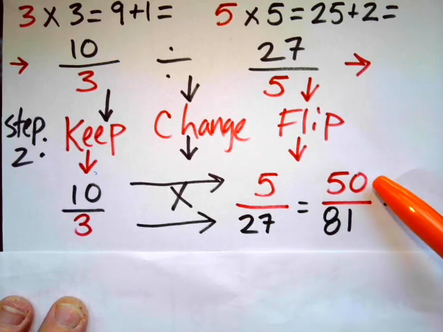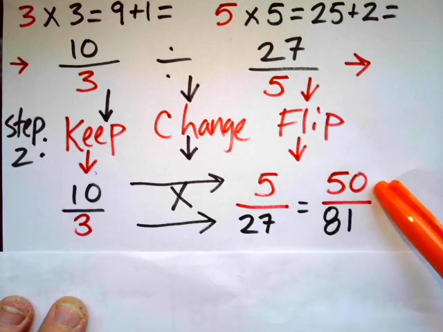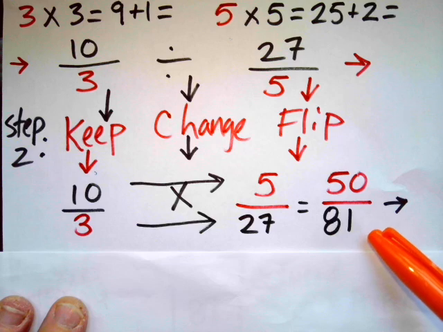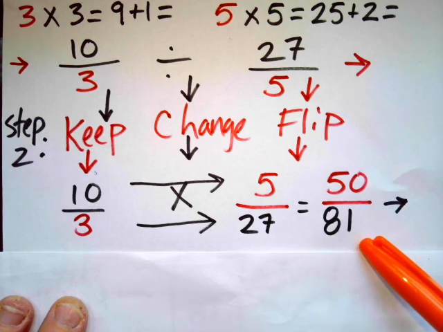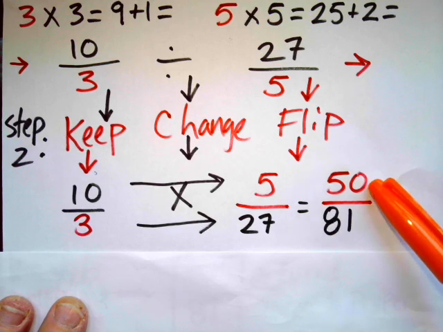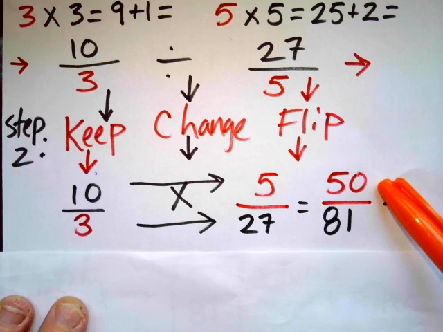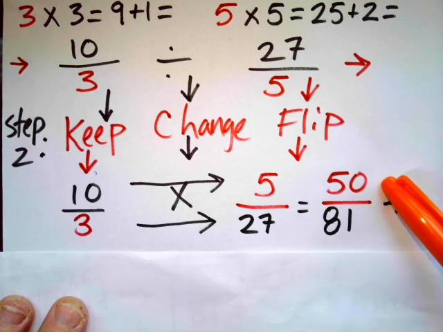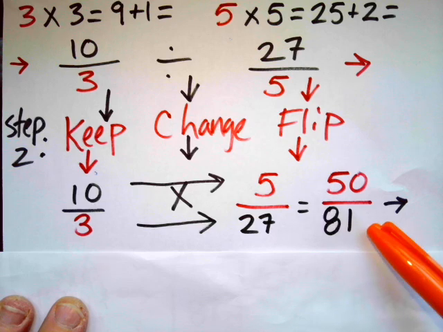Now we need to determine, can this fraction be reduced? Is there a number I can divide into top and bottom evenly, the same number, that would give me a remainder of 0? So let's see. 50 divided by 2 is 25. 81 divided by 2 leaves me a remainder, so I cannot use 2. Let's try 3. 3 will not divide evenly into 50. It'll leave me a remainder, so I'm not going to even try on the denominator.